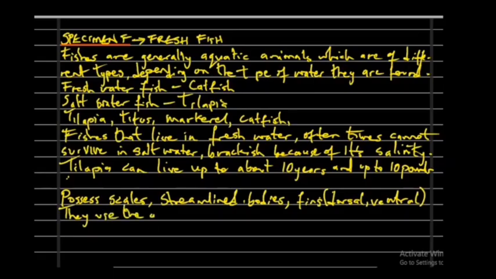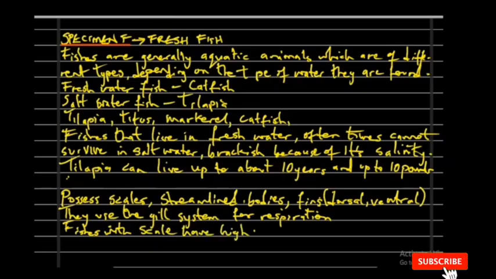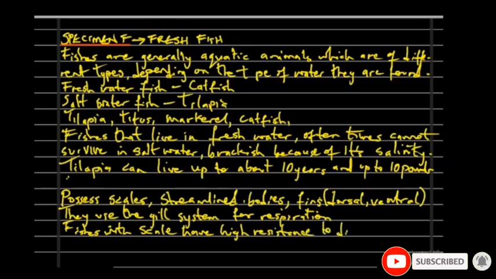They use the gill system for respiration. They have high resistance, particularly the fishes that have scales. They have high resistance to diseases. Fishes with scale have high resistance to diseases.